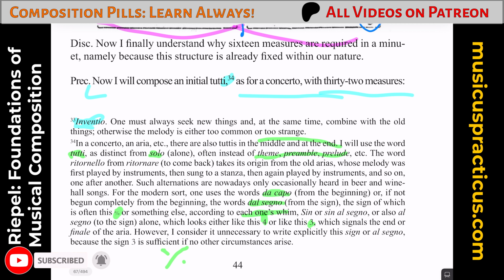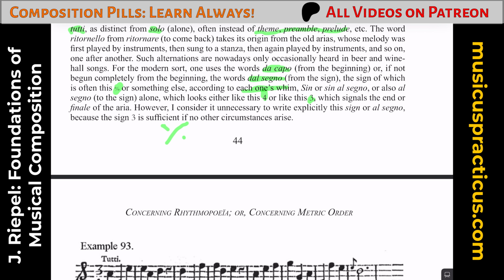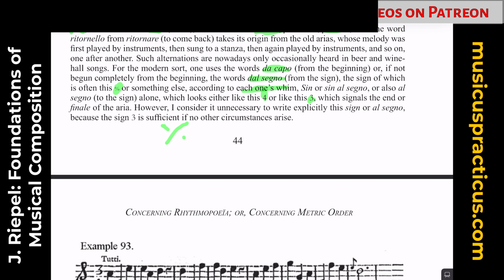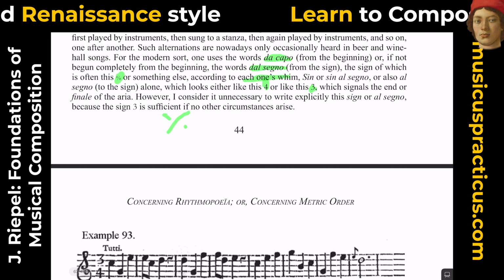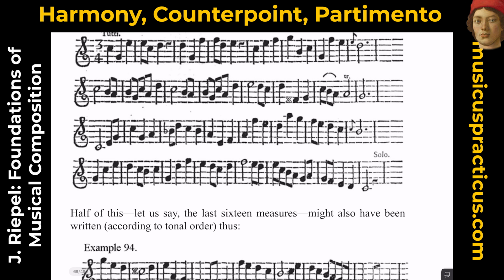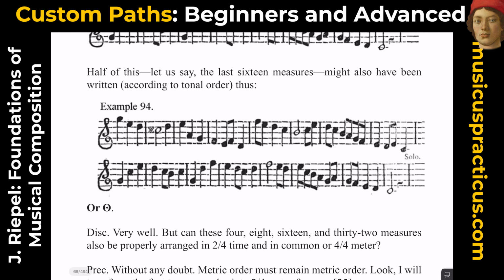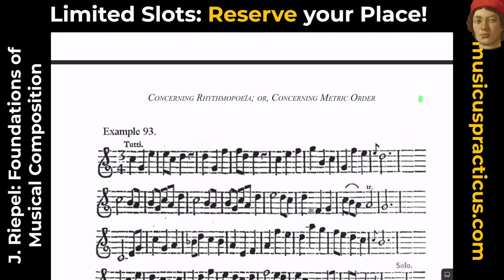However, I will consider it unnecessary to write explicitly this sin or al segno, because the sin is sufficient if no other circumstances arise. Okay, now this scene is not clear to me. What is this kind of scene of the end? But I don't know. Let's continue.